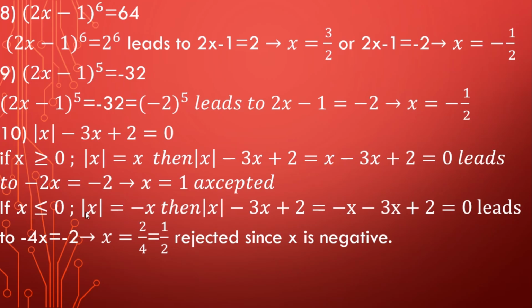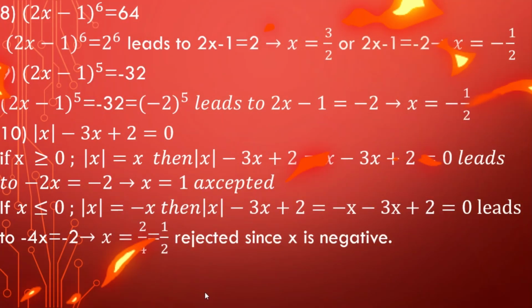If x is negative, absolute value of x is minus x. We substitute minus x instead of absolute of x. What do we conclude? Minus x minus 3x plus 2 equals 0. Minus x minus 3x is minus 4x. Minus 4x equals minus 2. x equals minus 2 over minus 4, equals 2 over 4, equals half. This solution is rejected since x is negative. Then there is only one solution, which is x equals 1.